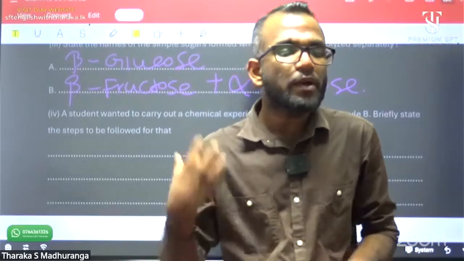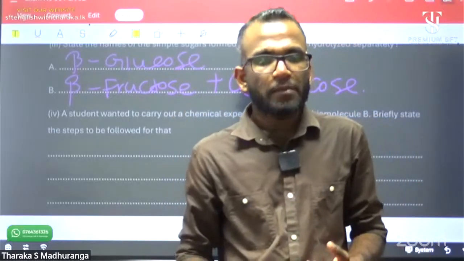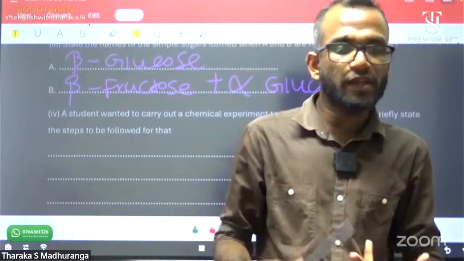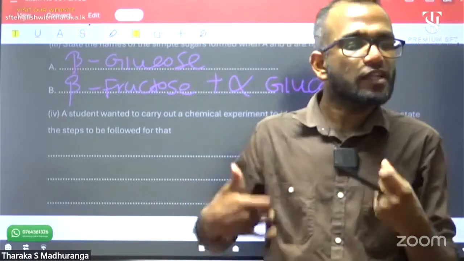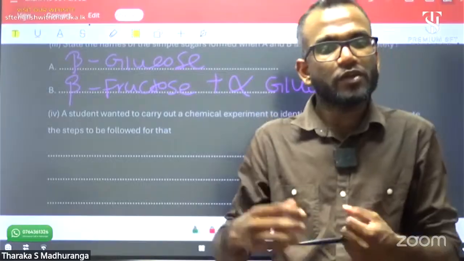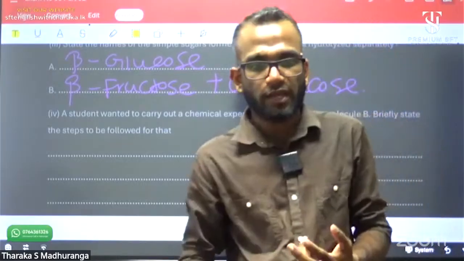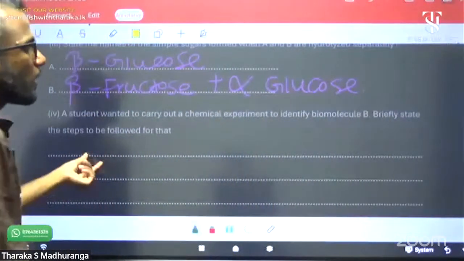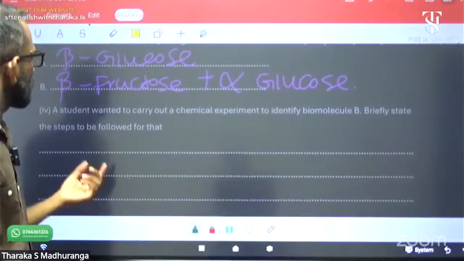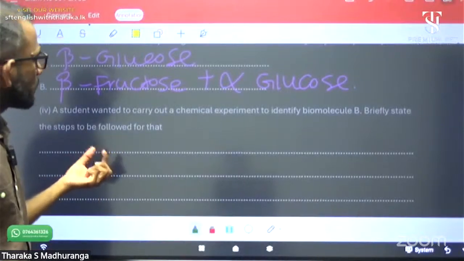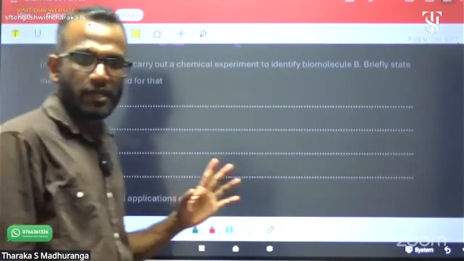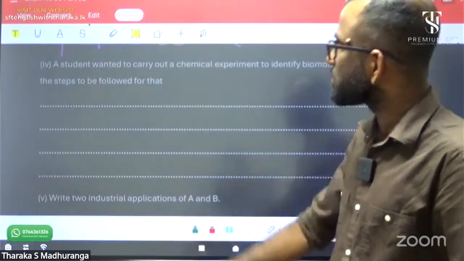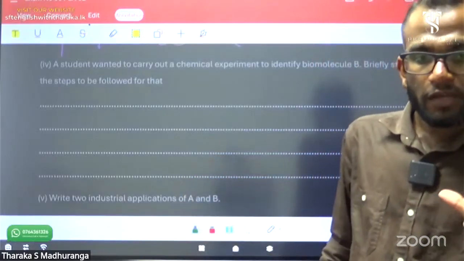Reducing sugars we can identify by the simple Benedict test. But sucrose and all polysaccharides are non-reducing sugars. Non-reducing sugars can't be identified using a simple test. We have to carry out special steps to identify them. Briefly state the steps of the test. Write step by step. You have 1, 2, 3, 4, we can continue to 5 steps.